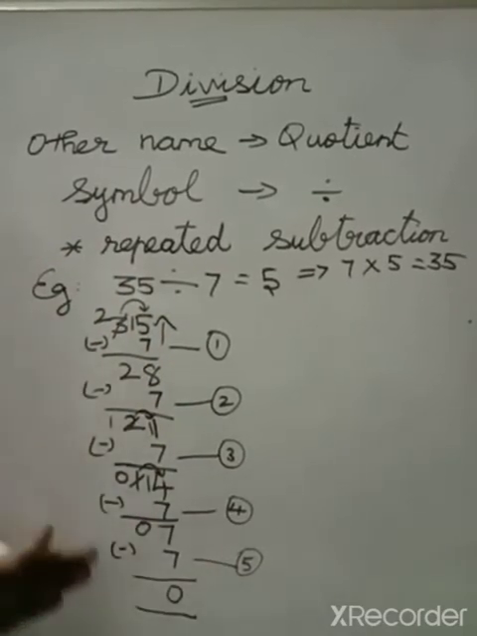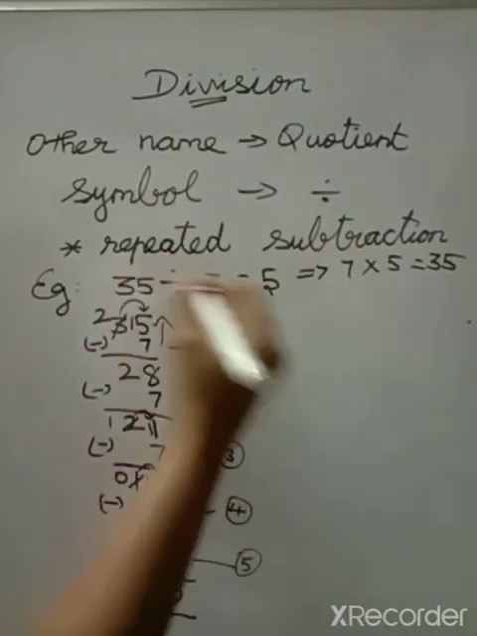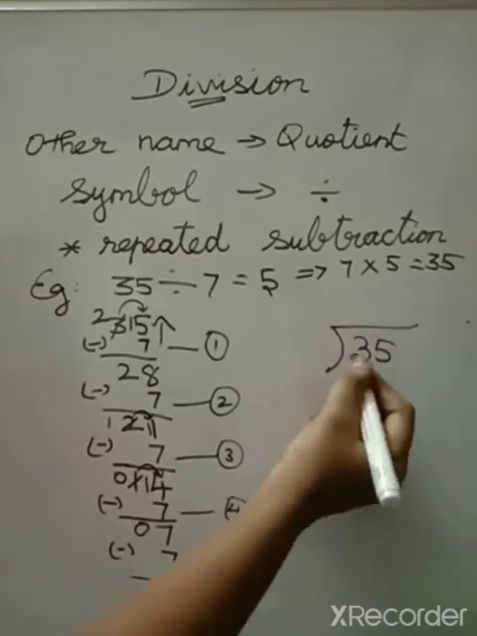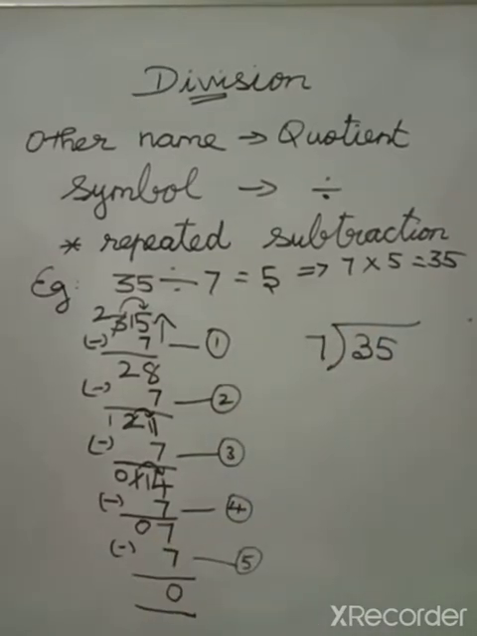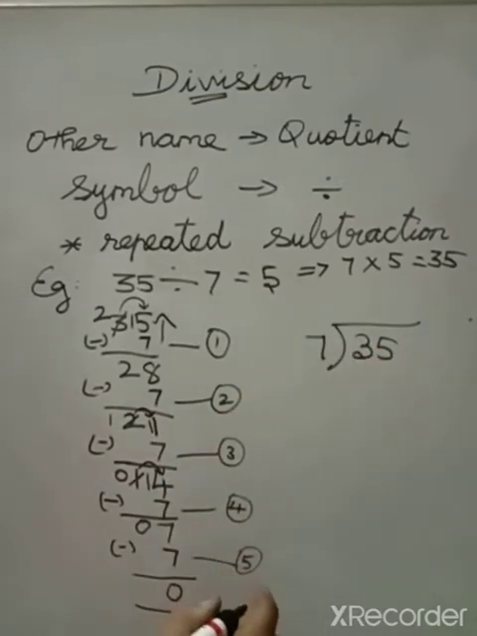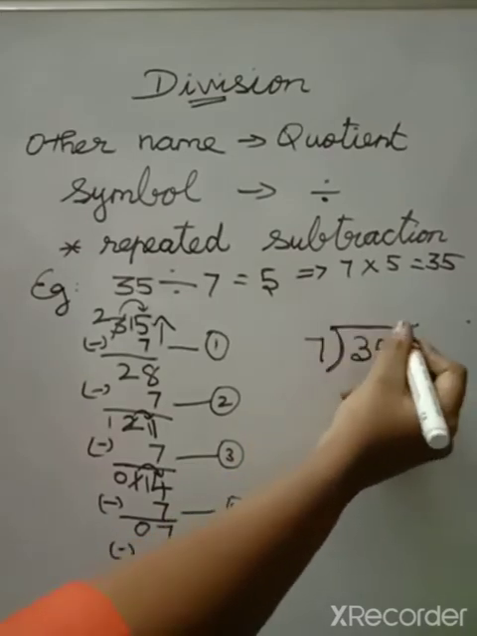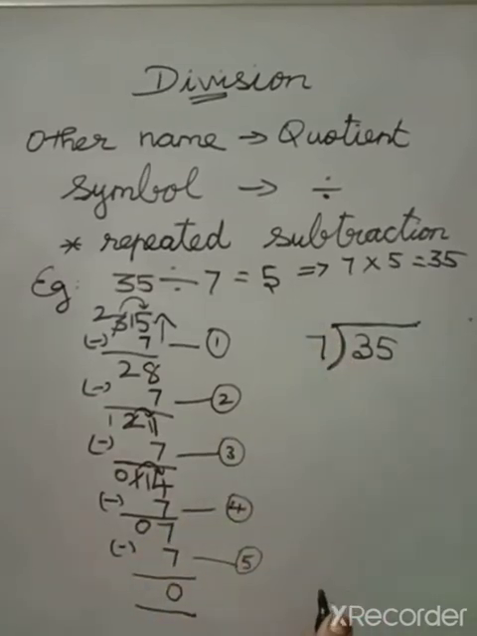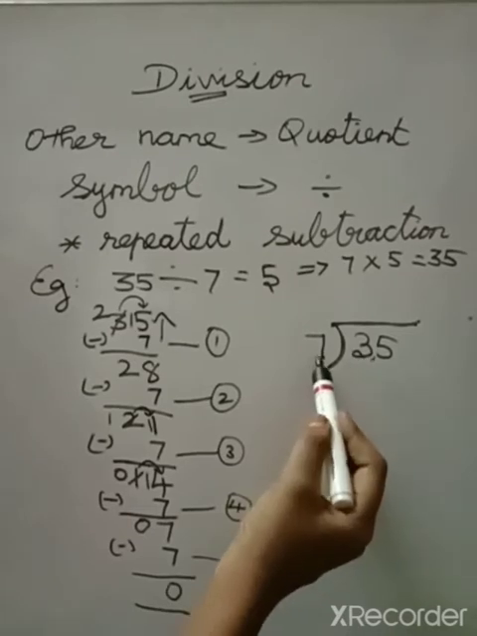Now, this is repeated subtraction. If you are dividing using the division method, first put the symbol like this, a bracket and a line. The first, bigger number, write it inside, and the second, smaller number, write it before the bracket. This is the way you have to write it first. The first number inside the bracket and the second number outside the bracket. Now see here, the first number should actually be bigger than the divisor.